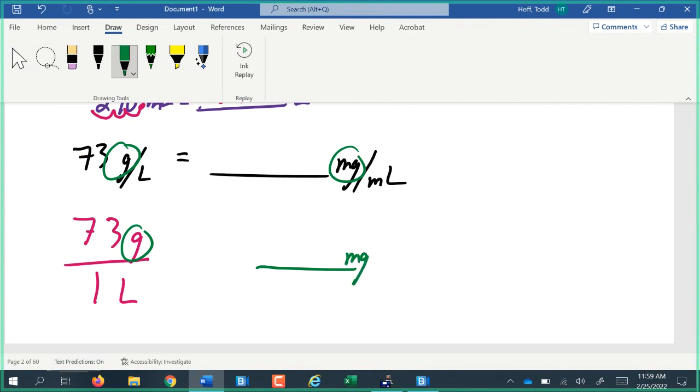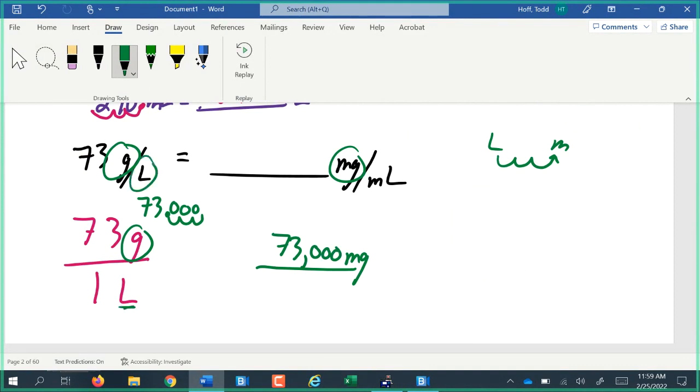On our chart, if I scrolled up to it, to get from grams to milligrams, it's 3 spots to the right. So I'm going to take my decimal point, my 73 grams, it's right there. I'm going to move it 3 spots to the right. I have to add zeros. That becomes 73,000 milligrams.